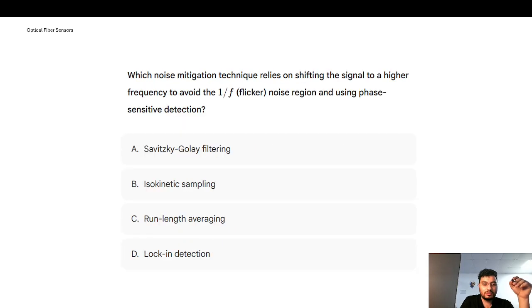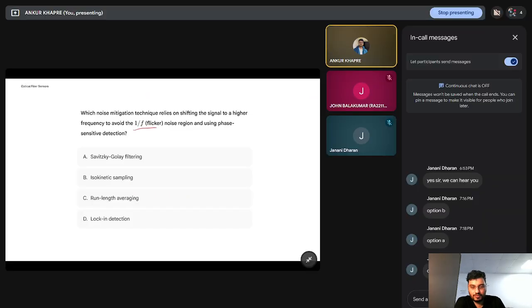Yeah. Moving to the next question: which noise mitigation technique relies on shifting the signal to a higher frequency to avoid the 1/f flicker noise region, and using phase sensitive detection? So where will we use this 1/f? I think you can give the answer to this one nicely. Please.